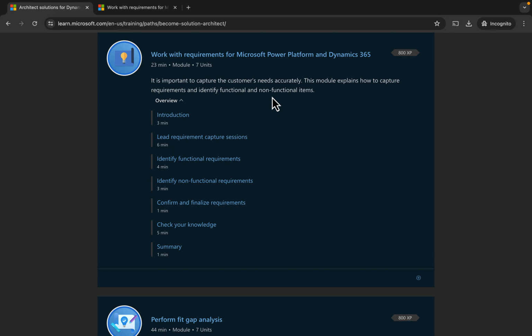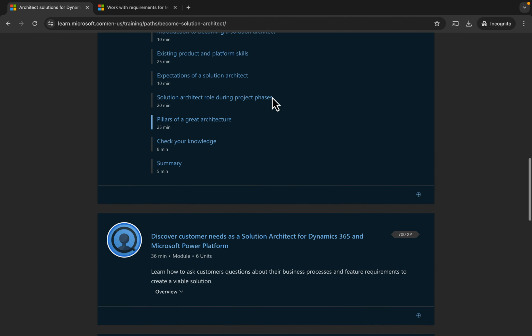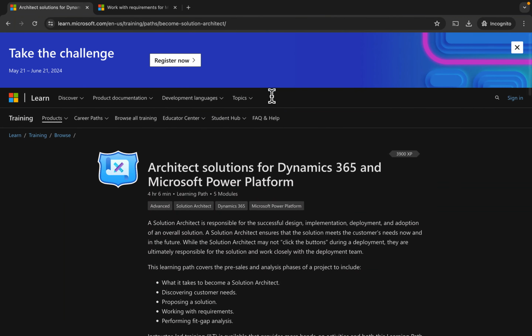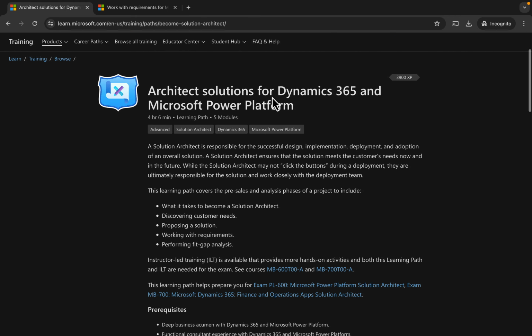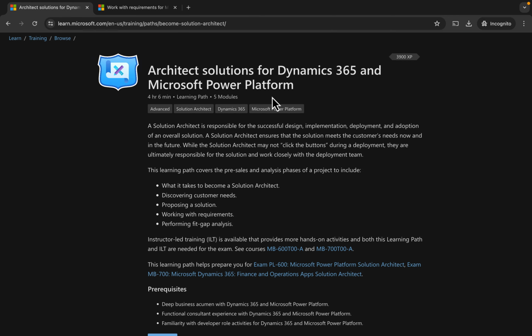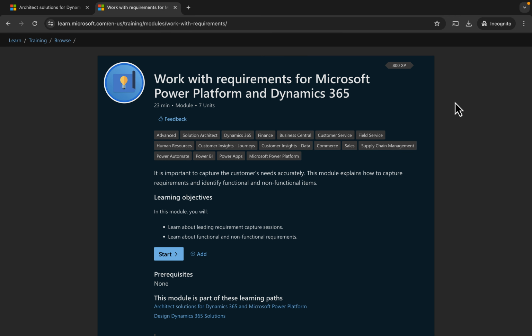Welcome to Module 4, Work with Requirements for Microsoft Power Platform and Dynamics 365. This module is part of the Architect Solutions for Dynamics 365 and Microsoft Power Platform learning path. Let's get started. Welcome to this module, Work with Requirements for Microsoft Power Platform and Dynamics 365.